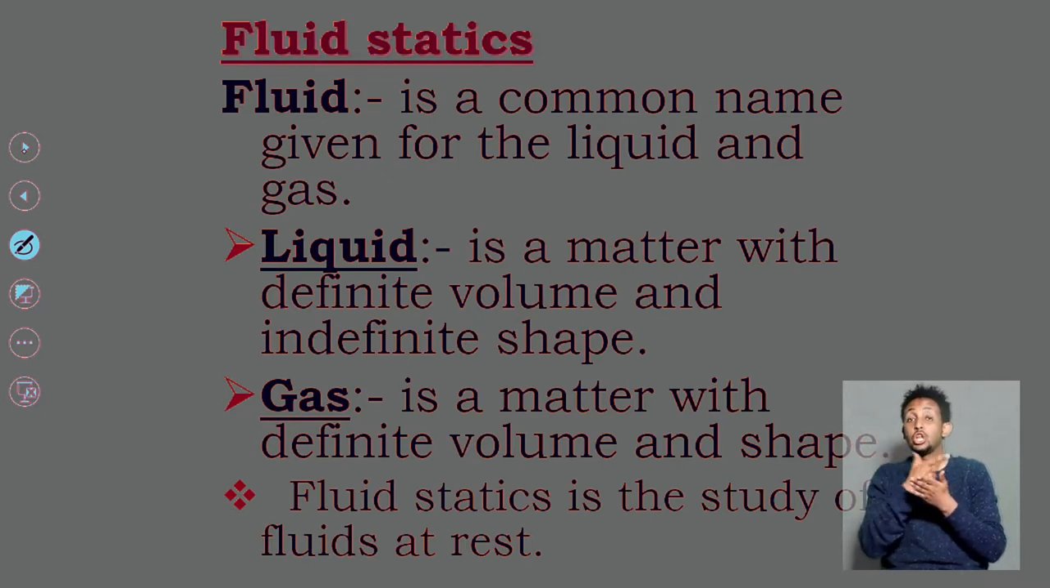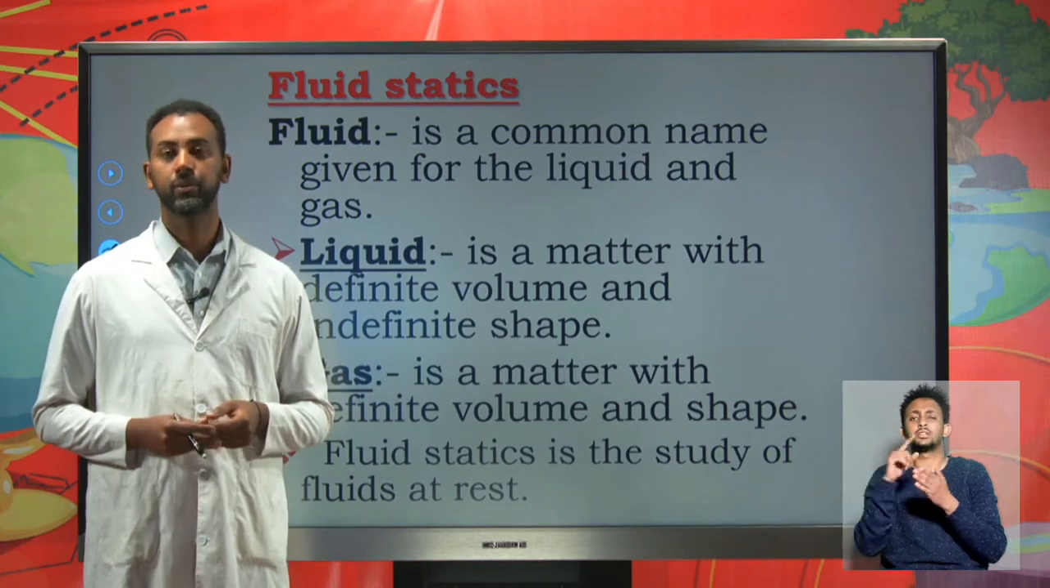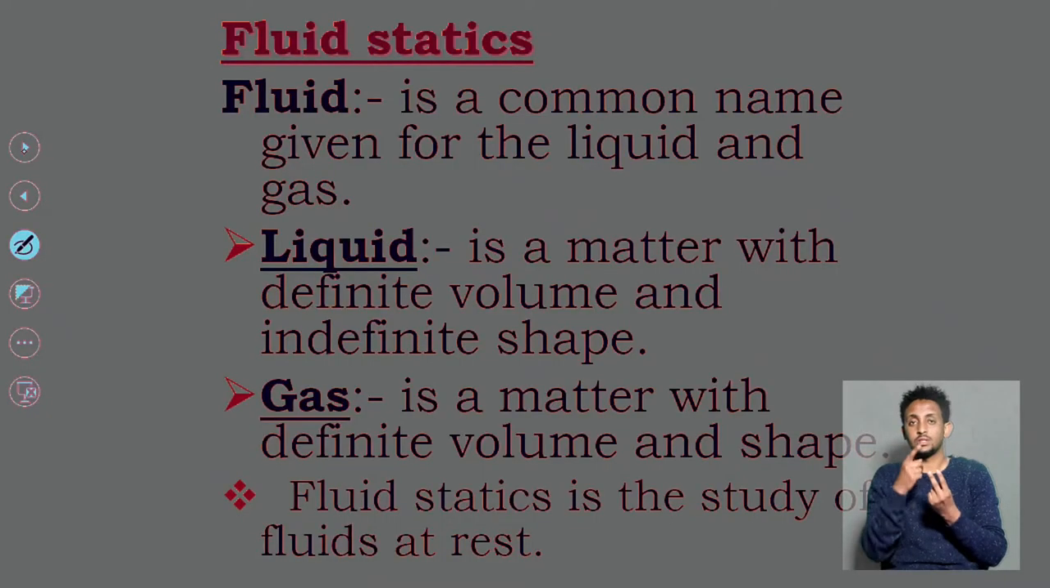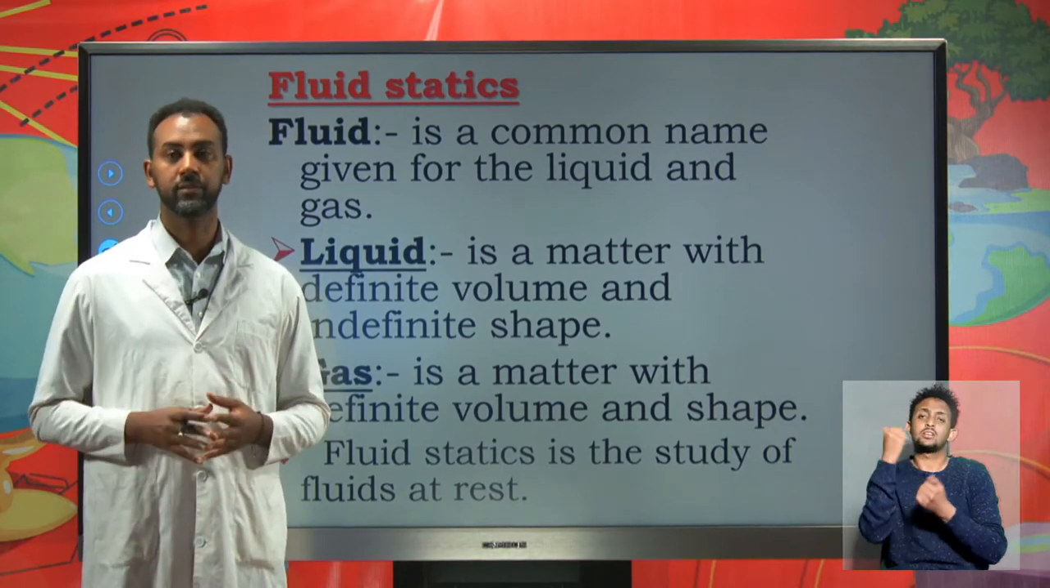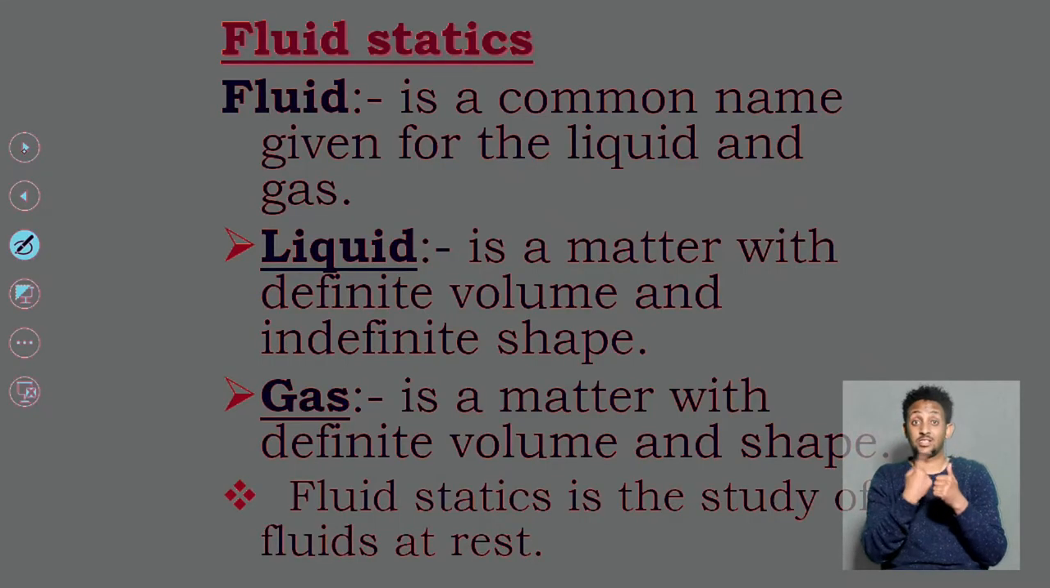Liquids are actually matter which has a definite volume but indefinite shape. Whereas gas has indefinite shape as well as indefinite volume. Since it is highly compressible, gas may have different volume. First, we'll try to see liquids, then gas.